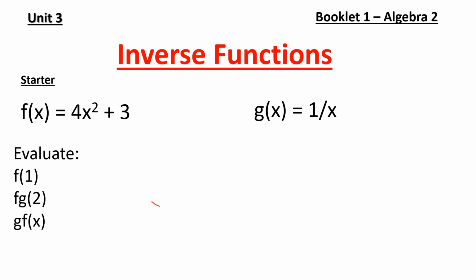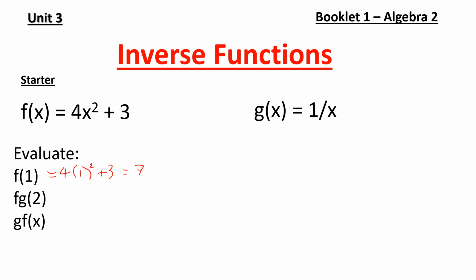So f of 1 is the first question. So that one should be nice and easy. We just substitute the number 1 into function f. So that means we're doing 4 times 1 squared add 3, which is obviously 7. The second one, fg of 2.